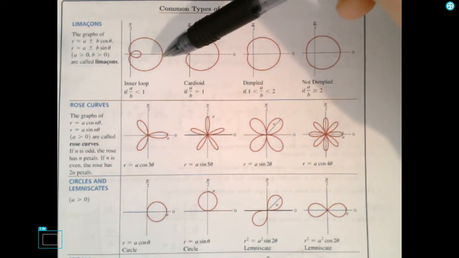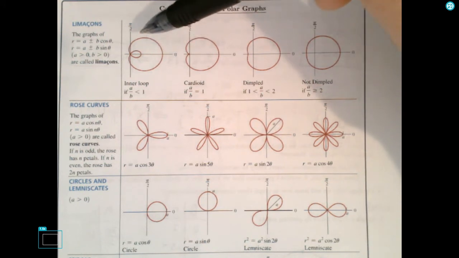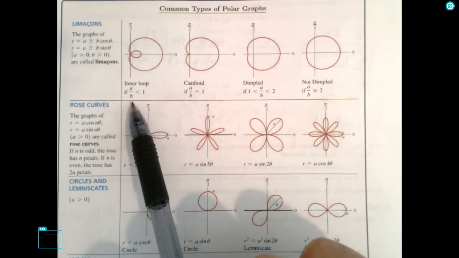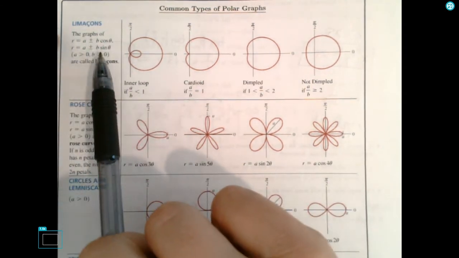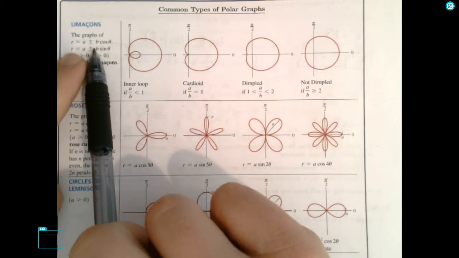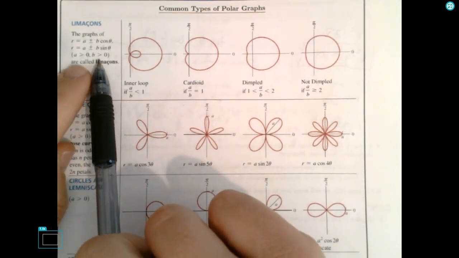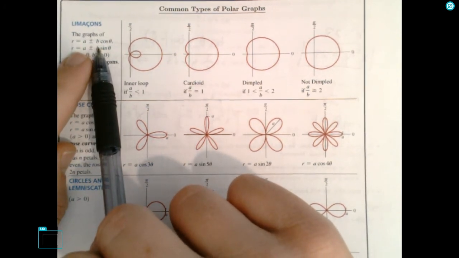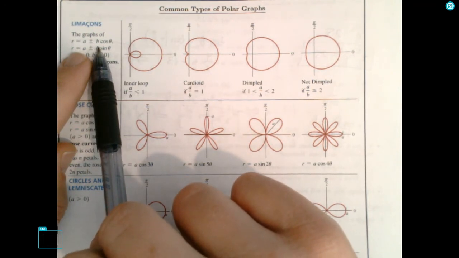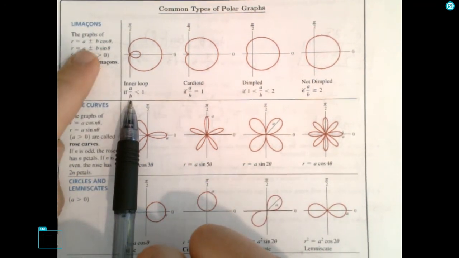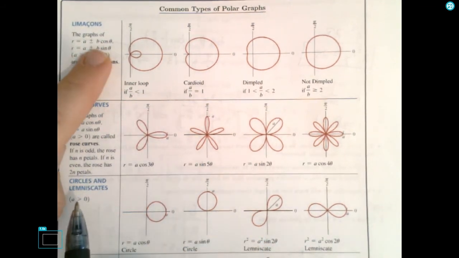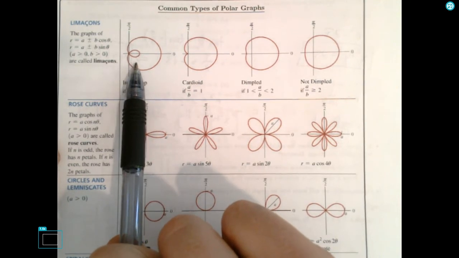But this one is one of the ones that I was just talking about on the previous page, where you actually have this little inner loop thing. But what's nice is that it tells you when it happens. It happens if a over b is less than 1. By the way, in this format, we're assuming that a and b are both positive numbers. So if you have something like a plus b cosine theta or a minus b cosine theta, you just take a and divide it by b, and if that answer is less than 1, in other words, if a is less than b, you end up with an inner loop.